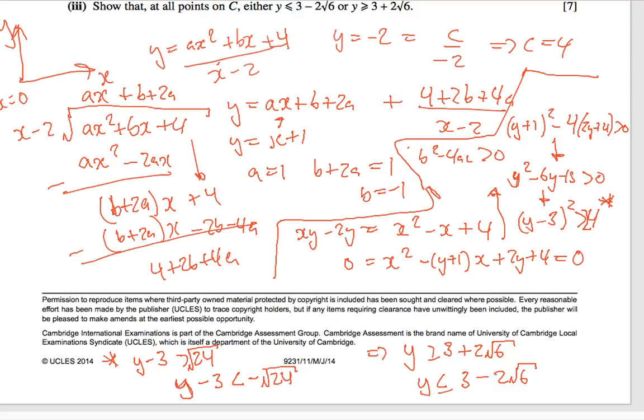Sorry, there are only equals here. There should always be an equals here. Discriminant could be equal to 0. Okay? I think that's all. Is that what I asked for? y less than or equal to? Yeah. Okay, cool. So yeah, that's the best way to think about it.